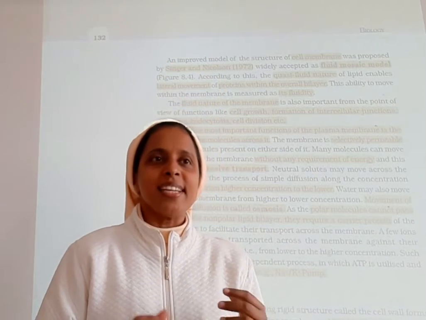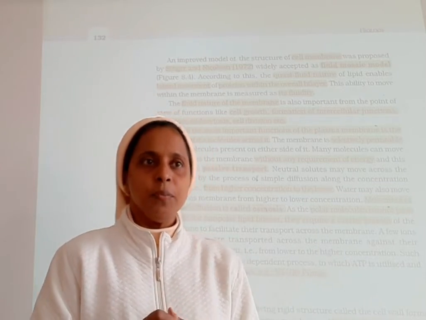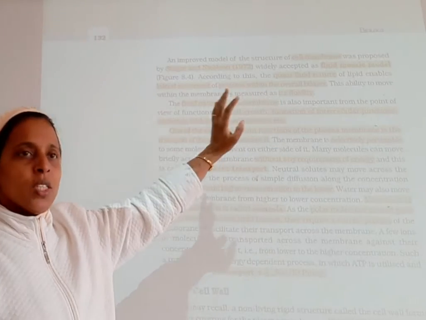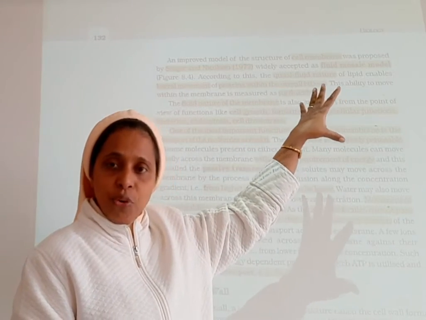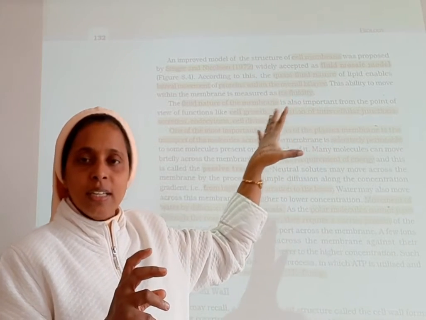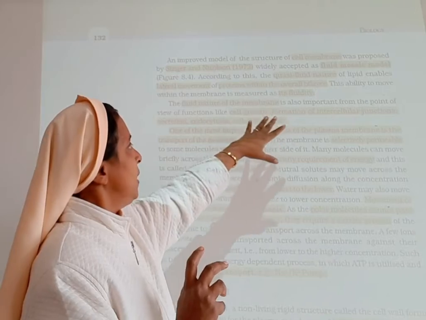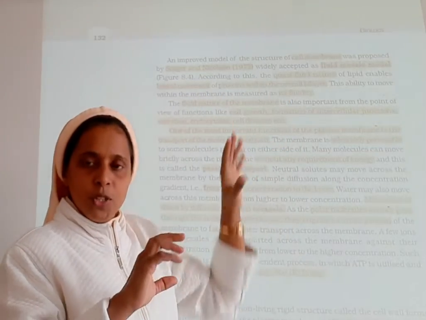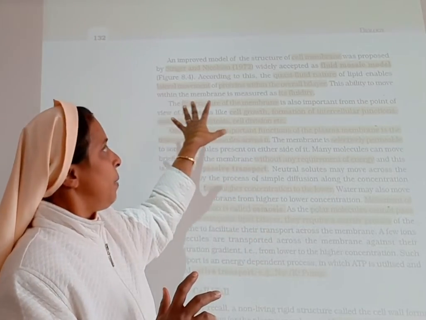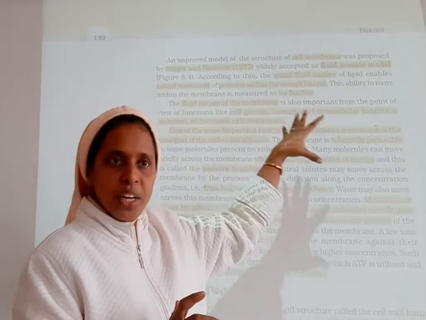So who proposed this fluid mosaic model? Nicholson and Singer in 1972. This fluid mosaic model of the cell membrane was proposed by Nicholson and Singer in the year 1972. What they told is that due to its quasi-fluid nature, what is quasi-fluid nature? That is the liquid nature. Due to its liquid nature, the lateral movement of the proteins within the overall bilayer was possible, and due to its fluidity also, it was able to move within.